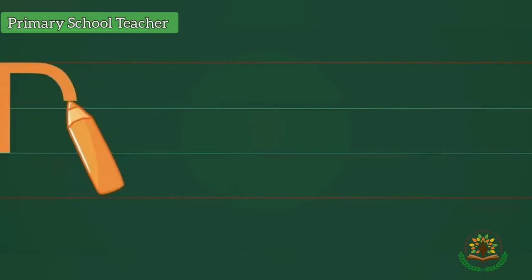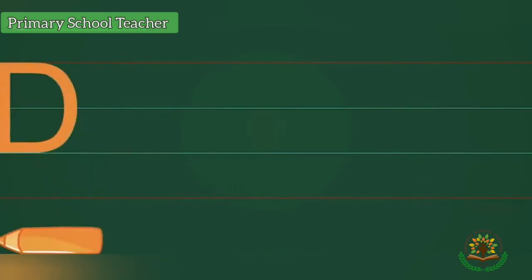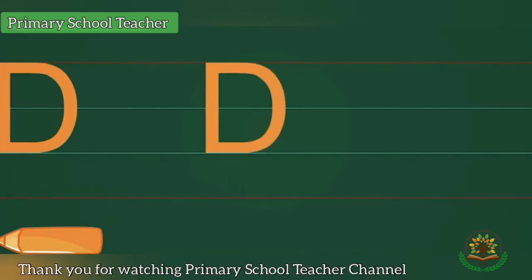Now we will write D. Standing line and a curve makes D.